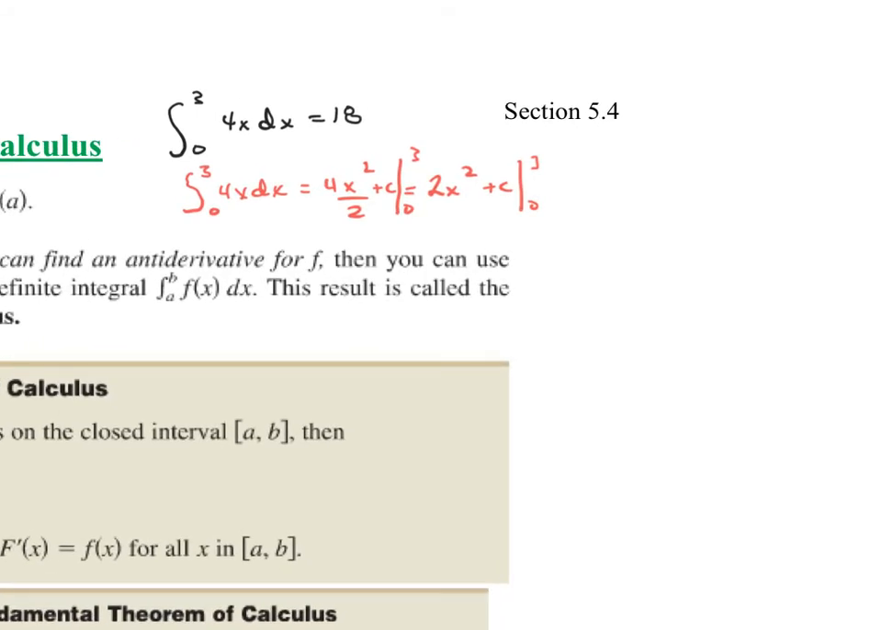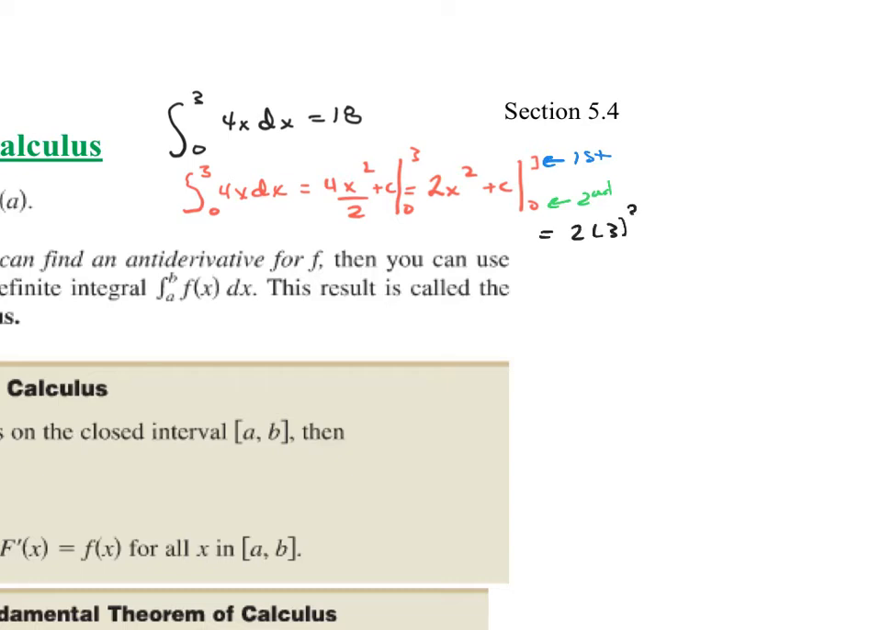So what am I going to do? I'm always going to plug in my upper limit first. I'm going to plug in my lower limit second. And I'm going to subtract the two values between them. Always subtract the two values. So this is called evaluating a definite integral. So let's just give this a try and see what we get.